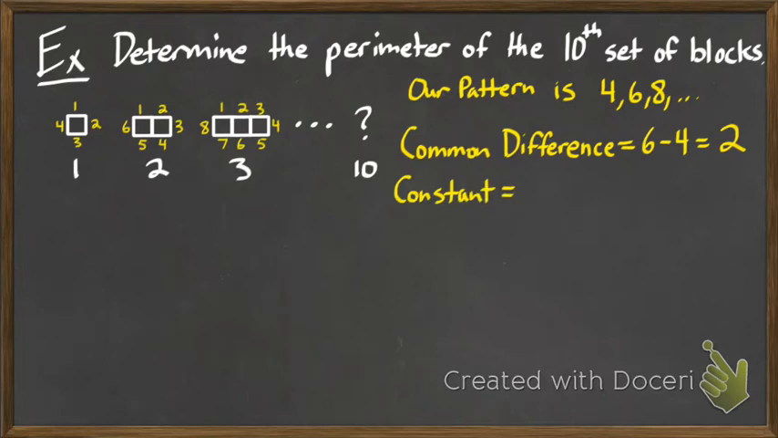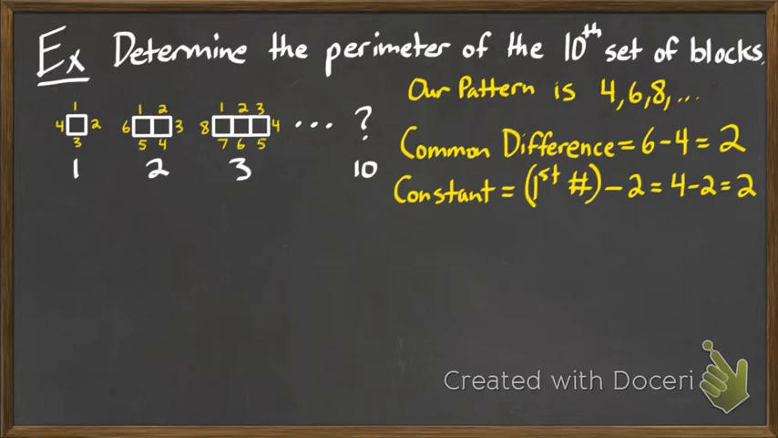Now, what is our constant? To get our constant, we need to take our first number, or in this case the perimeter of the first one, and subtract the common difference of our example. So if we take 4 minus 2, it gives us an answer of 2.